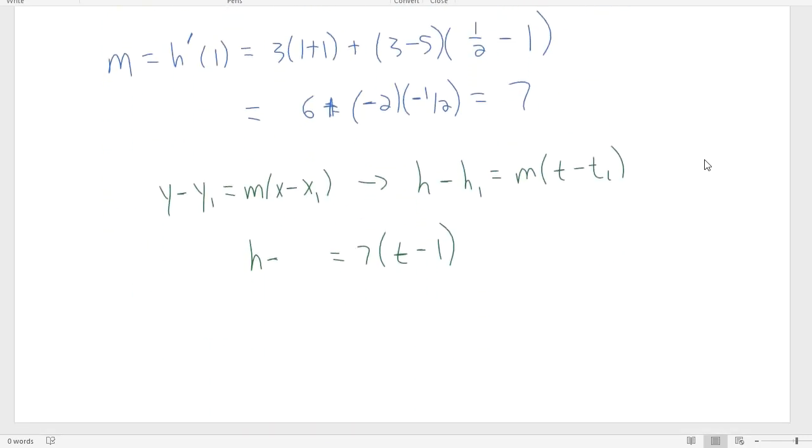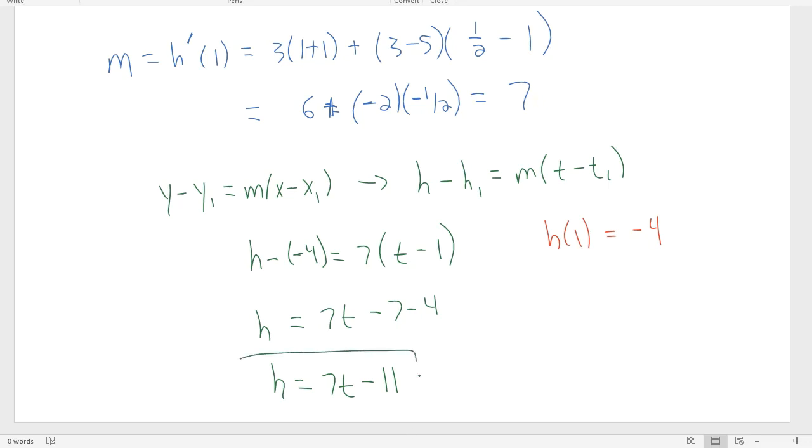So let me come back down here, and let's note that h of 1, I'm going to put this in red, h at 1 would be negative 4. So we're going to have the negative 4 here. If I solve for the h value, we're going to have 7t. I'm going to have minus 7. This is really plus 4, so I'm going to subtract the 4 over. I'm going to have negative 7 minus 4. So my tangent line is really 7t minus 11. So here's the equation of my tangent line.